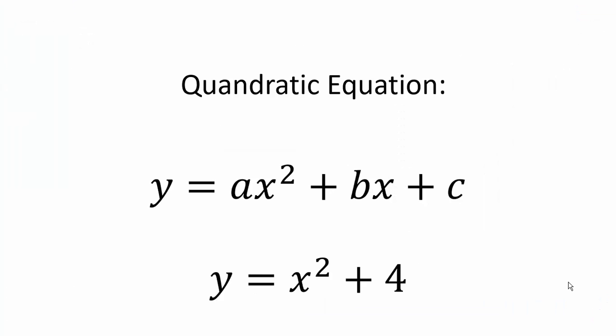Quadratic equations have the form y equal to a number times x squared plus a number times x plus a number. So the first term with the x squared in it is called the quadratic term. The middle term is called a linear term, and the last term is called a constant term. So our equation is a quadratic equation with the quadratic term x squared. We don't have a linear term, but that's okay. We do have the constant term, which is 4.